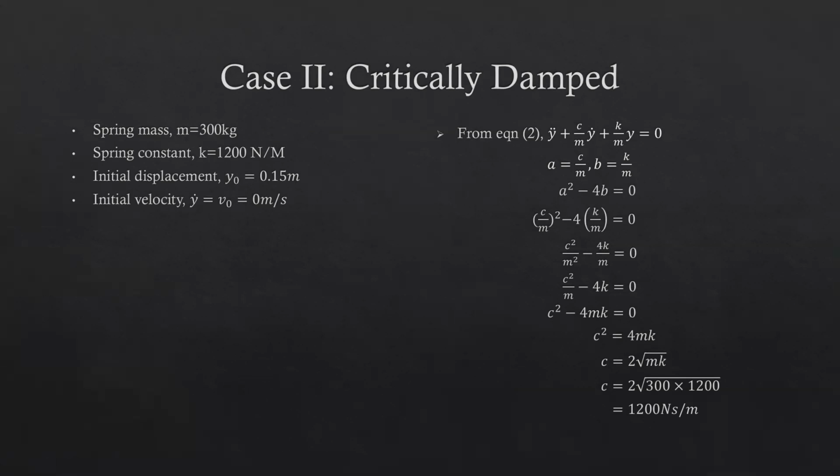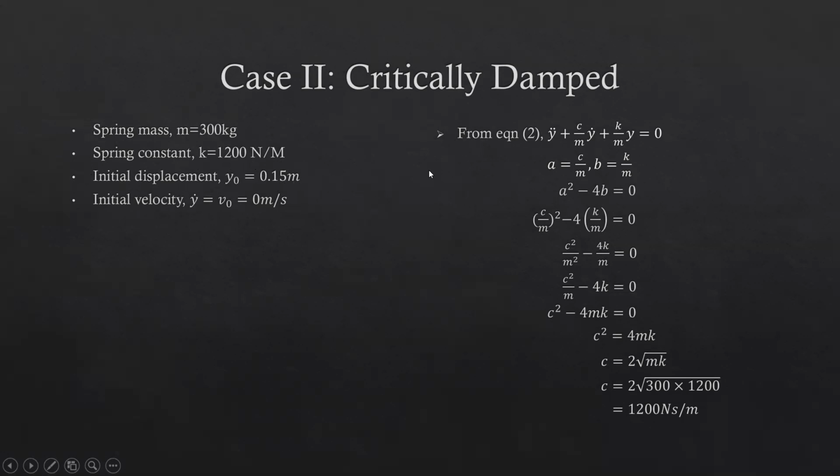So actually, this modeling is referred to case 2, which is critical damping. That means the value of a squared minus 4b is equal to 0. So these are the initial conditions for this modeling question. The spring mass is 300 kg, the spring constant is 1200 Newton per meter, the initial displacement is 0.15 meter, and the initial velocity is 0 meter per second.